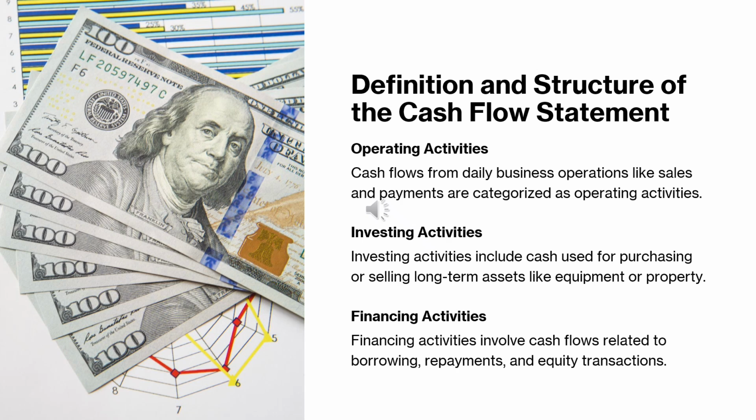Operating activities include cash flows from daily business operations, like sales and payments. Investing activities include cash used for purchasing or selling long-term assets like equipment or property. Financing activities involve cash flows related to borrowing, repayments, and equity transactions.